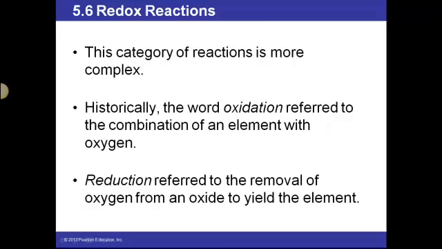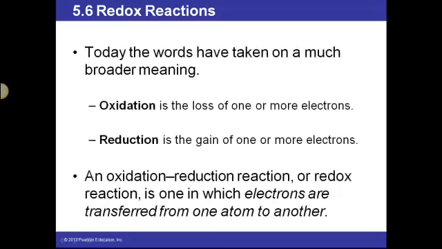However, this is kind of an oversimplification because oxygen doesn't have to be involved in this process, but it's so common on the planet, and it does have so many reactions like this that cause the transfer of electrons that the whole process was named after the oxygen molecule. But other elements can also be involved in redox reactions. So today, the words have taken on a broader meaning. Oxidation refers to the loss of one or more electrons, while reduction refers to the gain of one or more electrons.